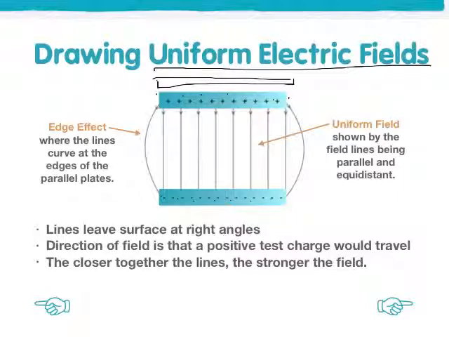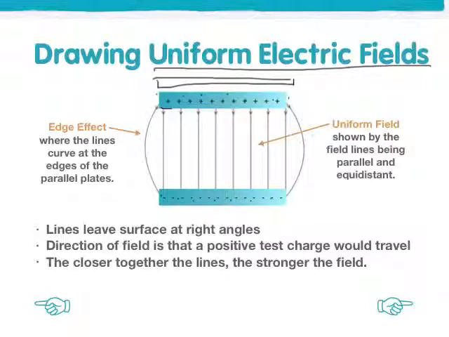Now again, we use the same sign convention. If I was to place a positive charge in this field, you can see that it would be repelled by the positive and would move closer to the negative in this direction. And the arrows show that. You can see the arrows here.